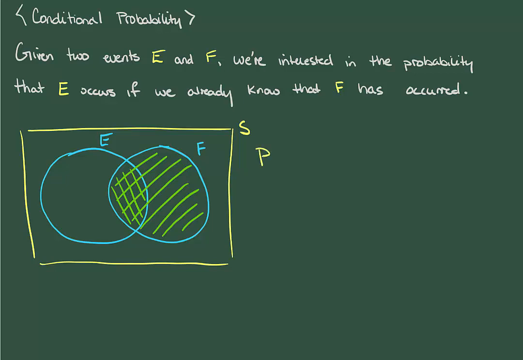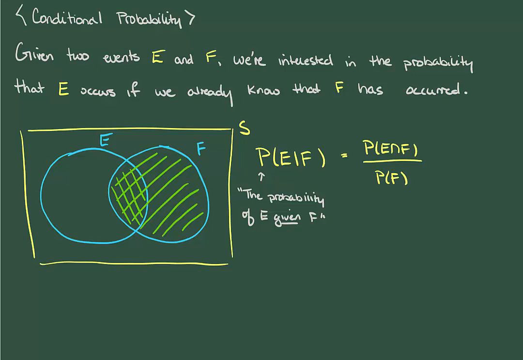The probability of E given F, where here we can think of this little vertical line as being the word given, is the space in both E and F divided by the space in F. It's the double-hatched area divided by the single-hatched area.